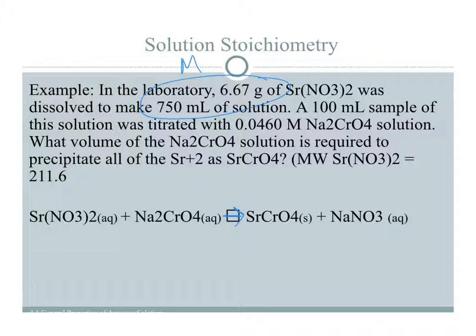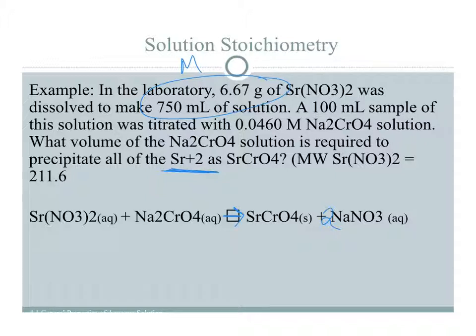Now, we know we're going to be using a titration formula. What volume of the sodium chromate solution is required to precipitate all of the Sr2+ as strontium chromate? And they gave us the molecular weight of strontium nitrate. So the first thing we need to do is start with a balanced equation. So this is not balanced yet. We need 2 Na's, which I now have, 2 NO3s, and everything else is good.